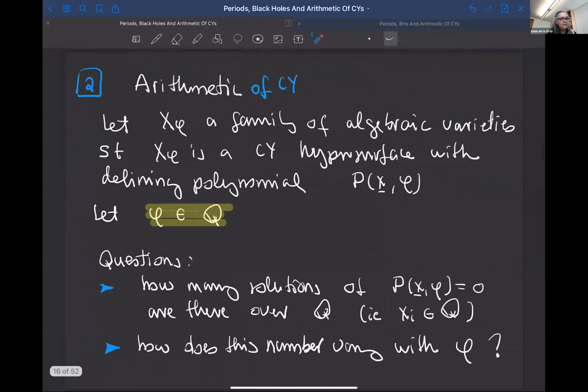So I think that's all the facts I need about Calabi-Yau manifolds. Are there any other questions? Are there any questions at this point? No?